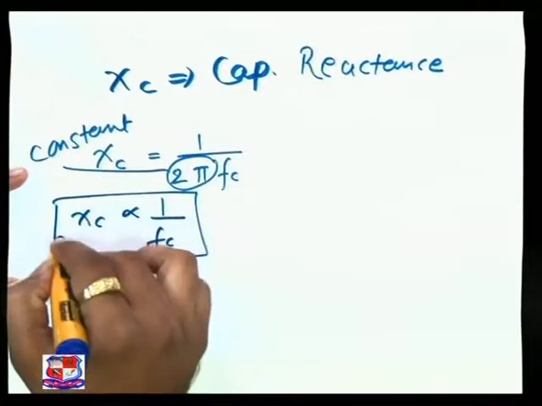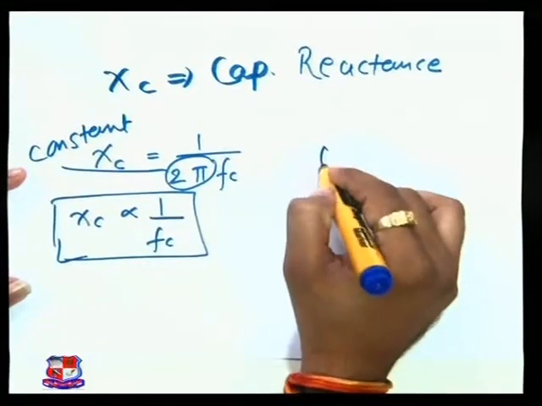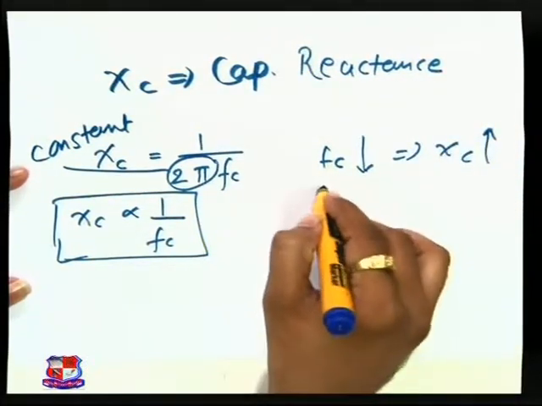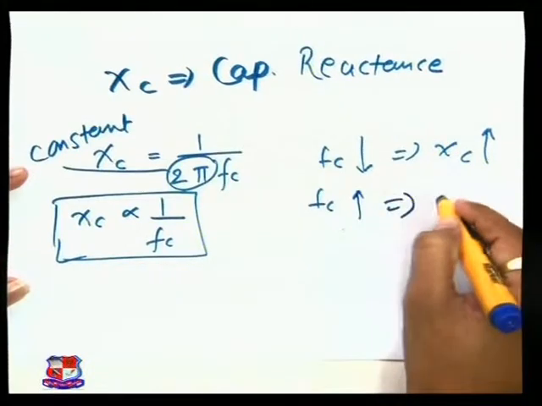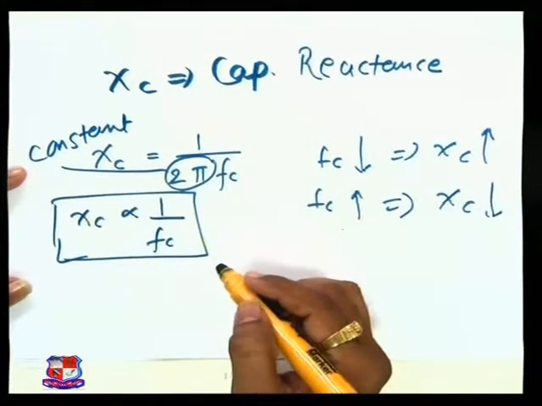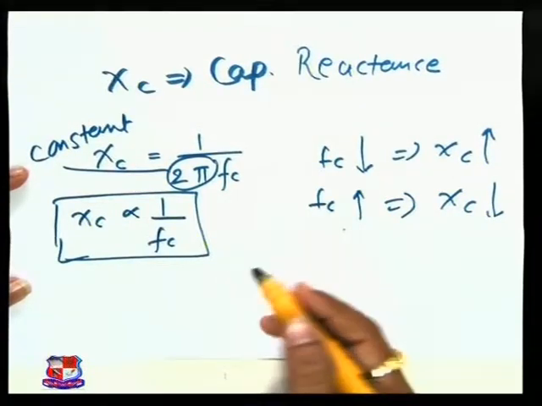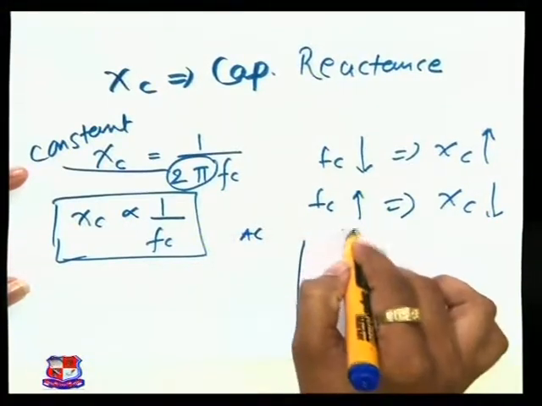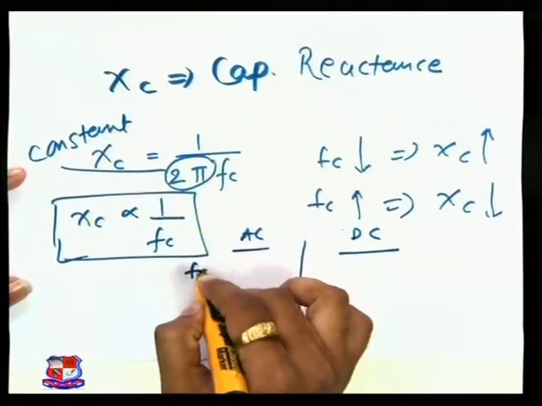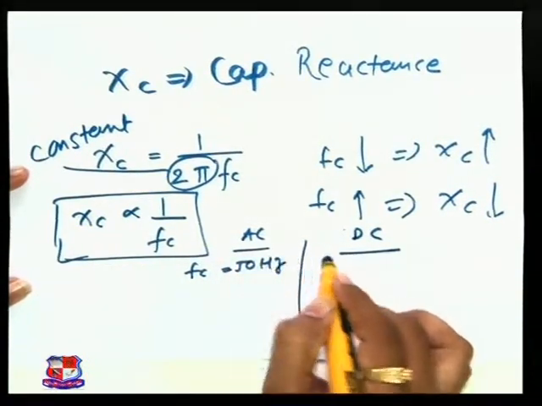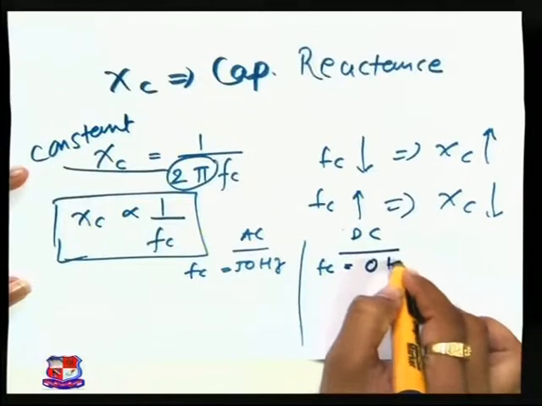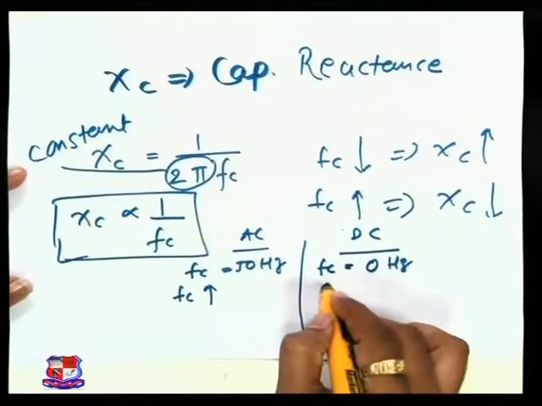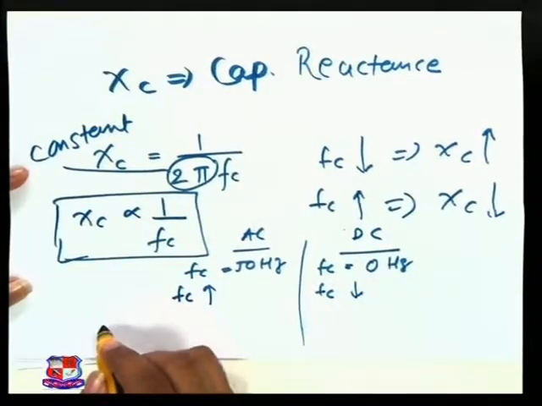So by using that expression, we can see that if the value of Fc is lower, the value of Xc is higher, and if the value of Fc is increased, then the value of reactance is decreased. So now we can find out which current or which supply the capacitor can easily pass. Just discuss about the AC and DC. AC has the frequency that is 50 Hz, where the DC has the frequency just 0 Hz.